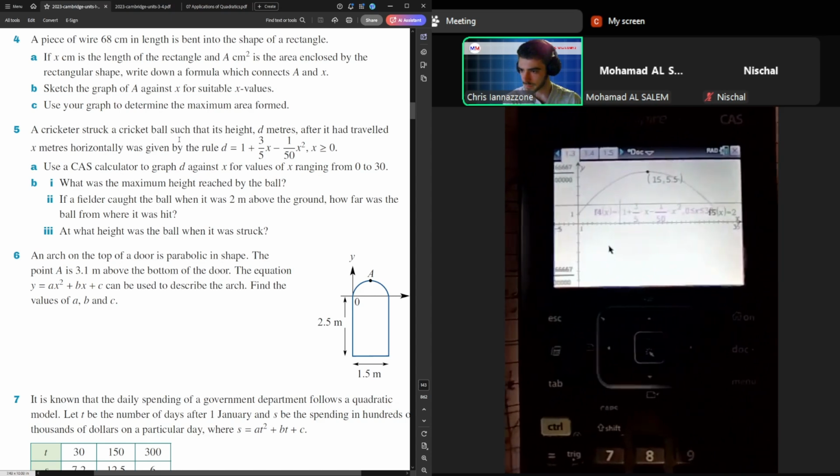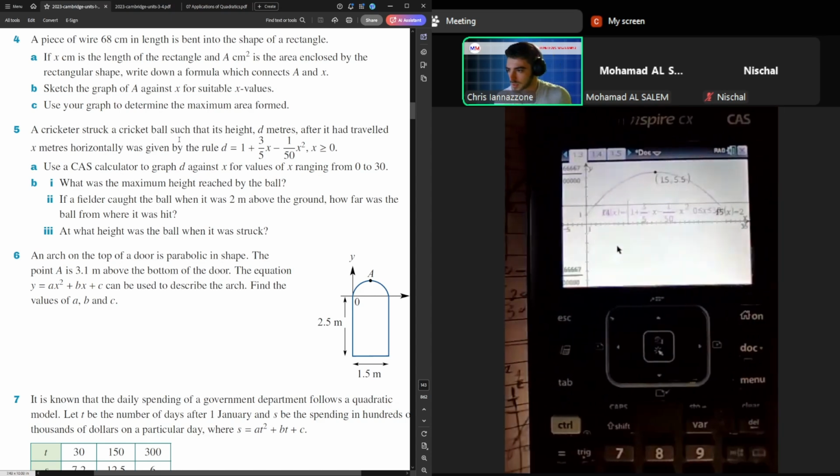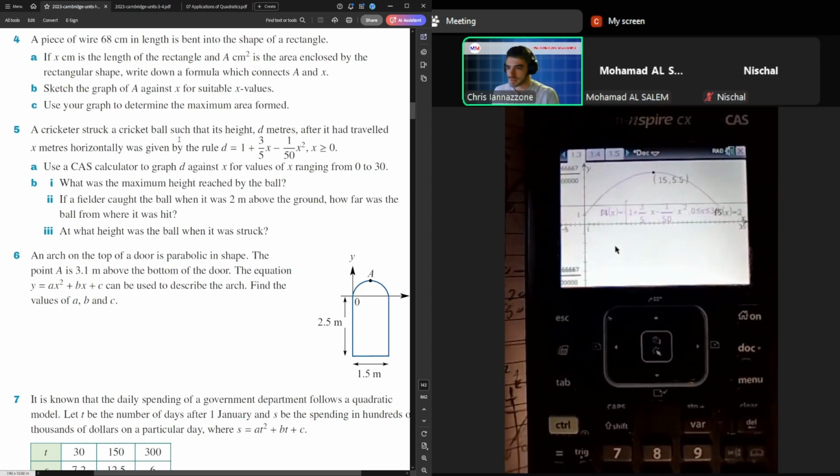There it was. Cool. Last one is triple I. So if you go back to the screenshot with the book, at what height was the ball when it was struck? If you bounce back and forth between the document camera and the screen share, what do we think is the answer to triple I? This is purely reading comprehension here. No math to be done.